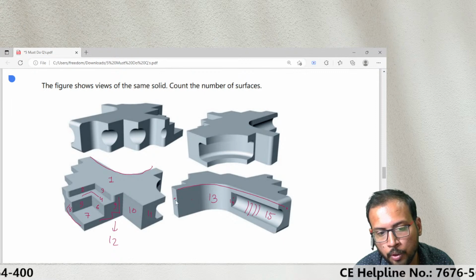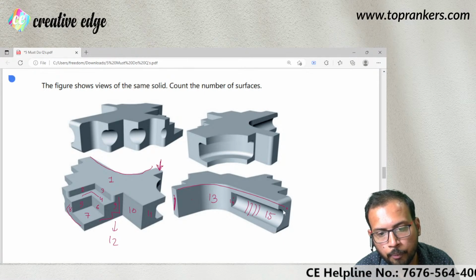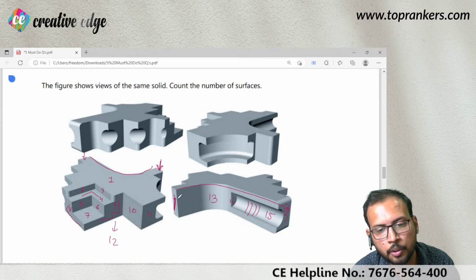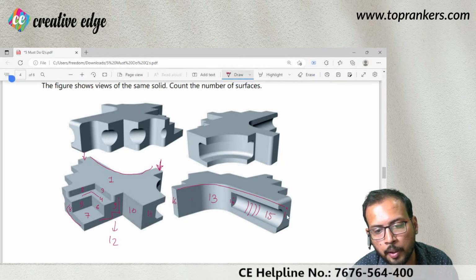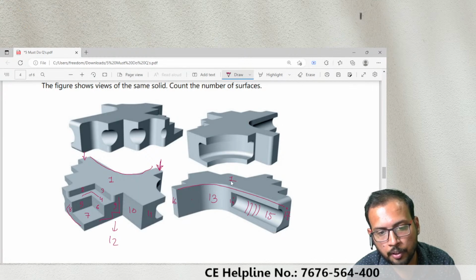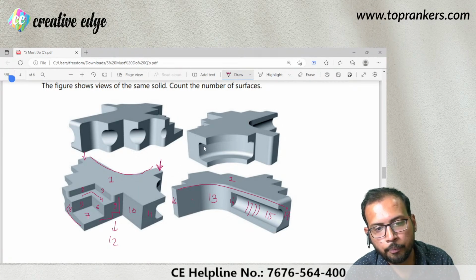Why I'm saying so? This surface is this one in this figure. This surface is here in this figure. So I need to count it as 15. This is going to be the 16th one, and this is going to be the 17th one. Okay? This was the first surface actually, 17.